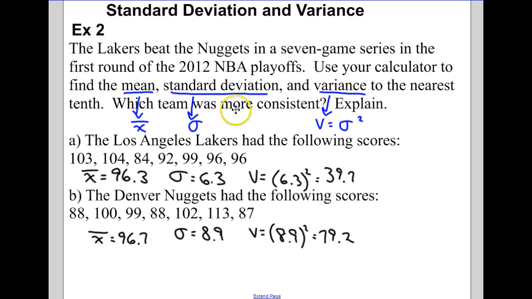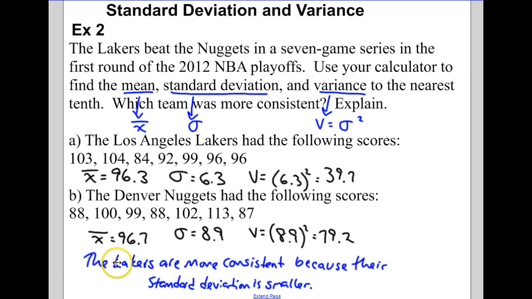So finally, let's get to the analysis. Which team was more consistent? Use these two numbers in your understanding of standard deviation to make a conclusion. Hopefully you thought that the Lakers are more consistent because their standard deviation, their average distance from the mean, is smaller. Okay? Their numbers are less spread out. And I think we can kind of surmise that by looking at the data.